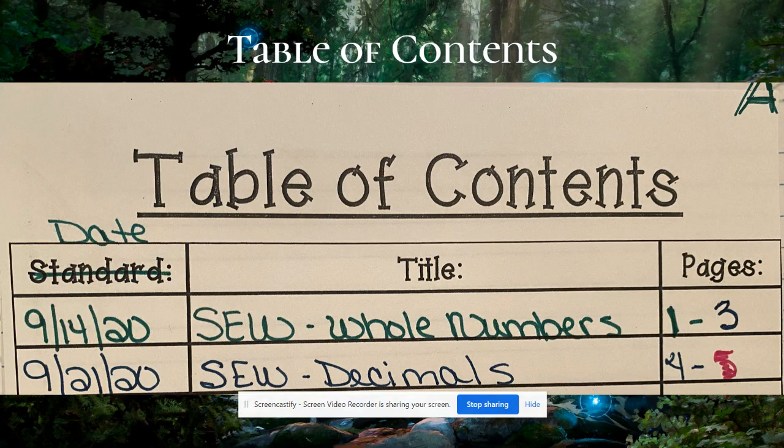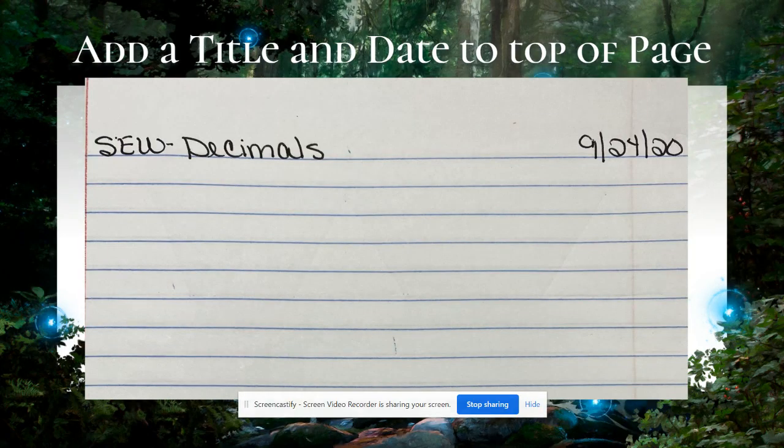All right, so in your table of contents, I'm just going to leave it the same. We're still working with standard, expanded, and word form with decimals, so no need to put that ending page on there just yet. All right. I do need you to put a title and date on the top of your next page. So we're just going to call this SEW decimals, and today's date is the 24th. If this is not your date that you're watching this video, then you put whatever date you're watching the video on. Go ahead and pause while you take care of that.